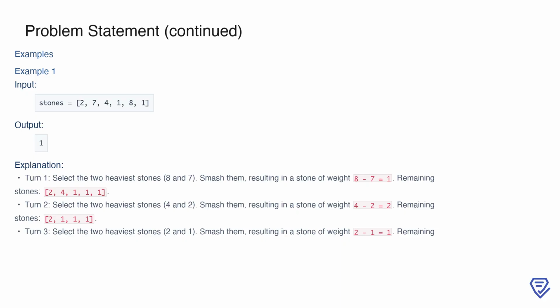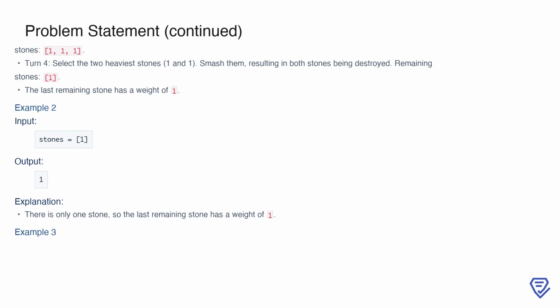Then, we pick the heaviest stones 2 and 1. Smashing them gives a new stone of weight 2 minus 1 equals 1, and the remaining stones are 1, 1, 1. Now we continue processing the stones. From the remaining stones, 1, 1, 1, we select the two heaviest stones, which are 1 and 1. Since these two stones have the same weight, smashing them destroys both stones, leaving just one stone, 1. At this point, there is only one stone left, and its weight is 1. So, the output for this example is 1.